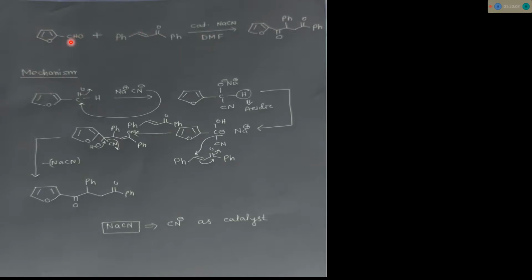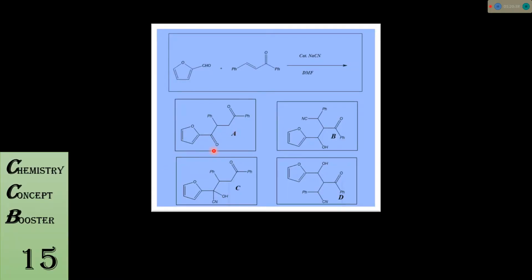CN minus does not attack the beta position first. It attacks the carbonyl compound first. Now the negative charge on that carbon attacks the beta position of the alpha beta unsaturated carbonyl, and after breaking the OH bond, there is a carbonyl group. CN minus leaves, and after workup the enol double bond becomes C double bond O. So the final product is CO, CH2Ph, CH2COPh. This is the final product.